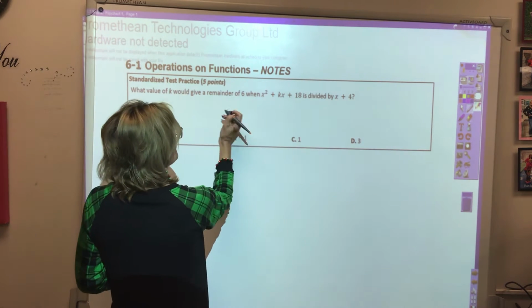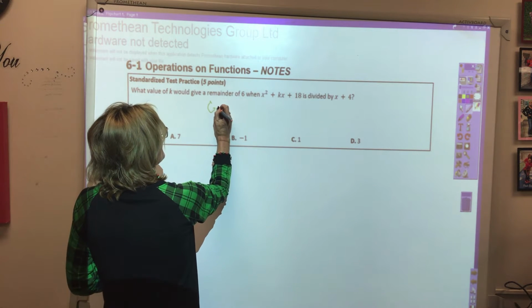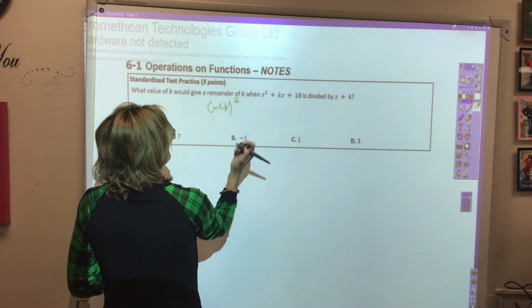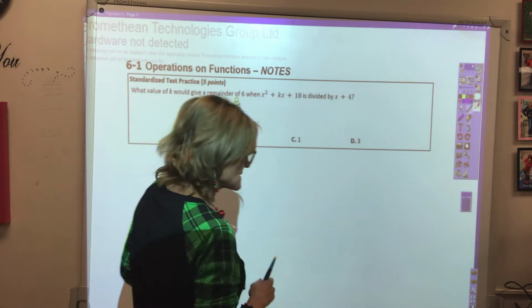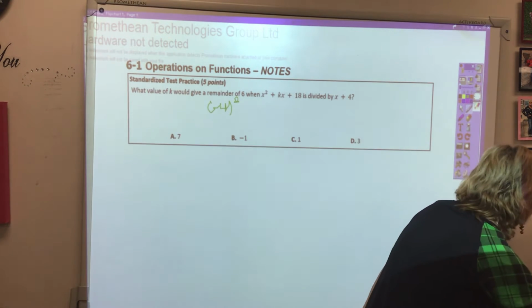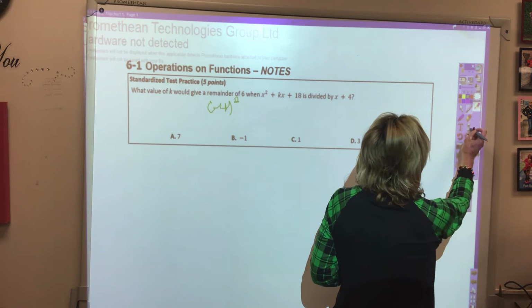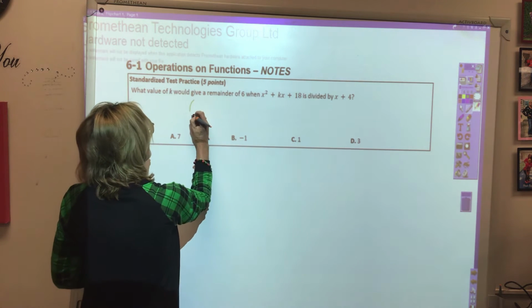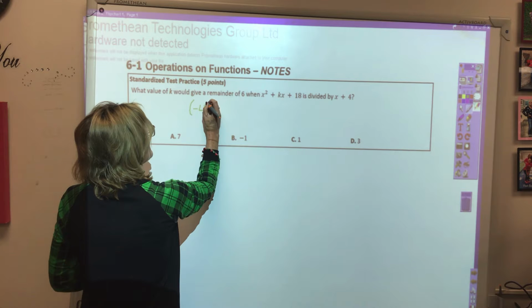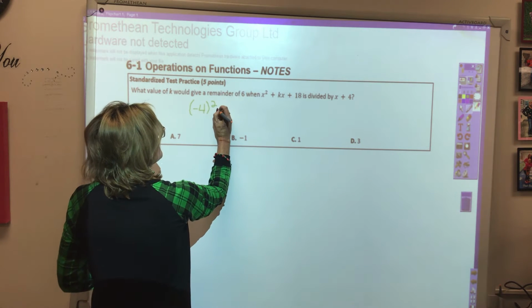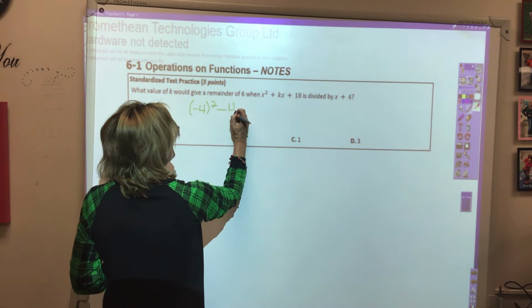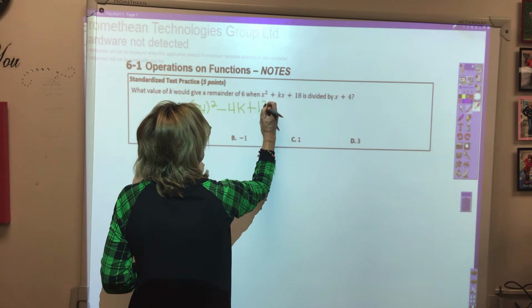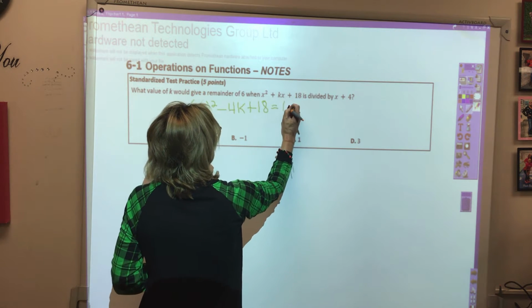So what we'll have will be -4 squared. I'm sorry, my pen is not working quite right. Let me restart that. We'll have -4 squared minus 4k plus 18 equals 6.